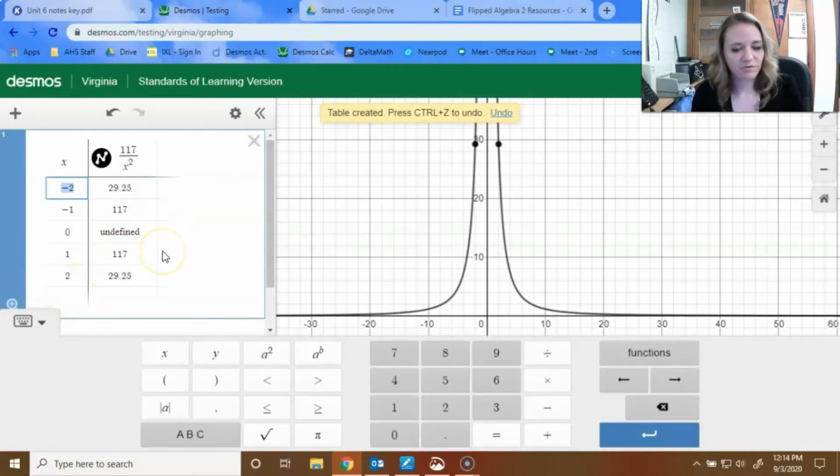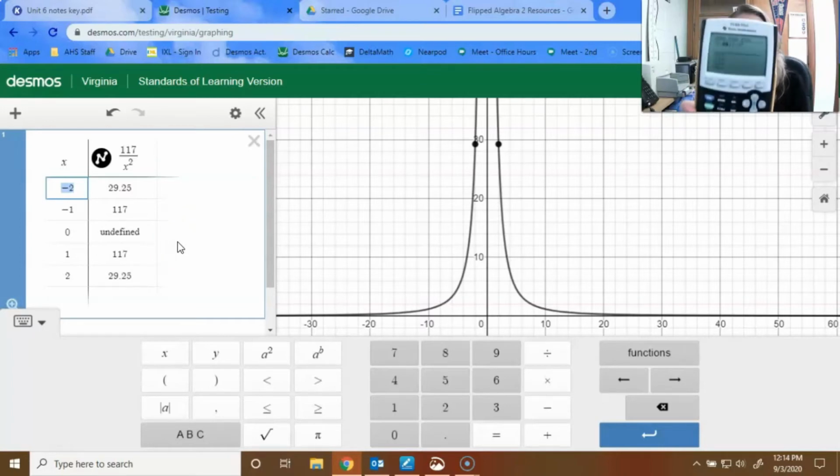Now let's get everybody in the handheld calculator caught up. If you're using a handheld calculator, you go to y equals, which is the very top left button on your calculator, and you type in 117 divided by x squared. So you type in the same thing as in Desmos. 117 divided by x squared. And then next we want to go to our table. So here we push second and graph, which has table written in blue in the upper right-hand corner. So you should see your table.